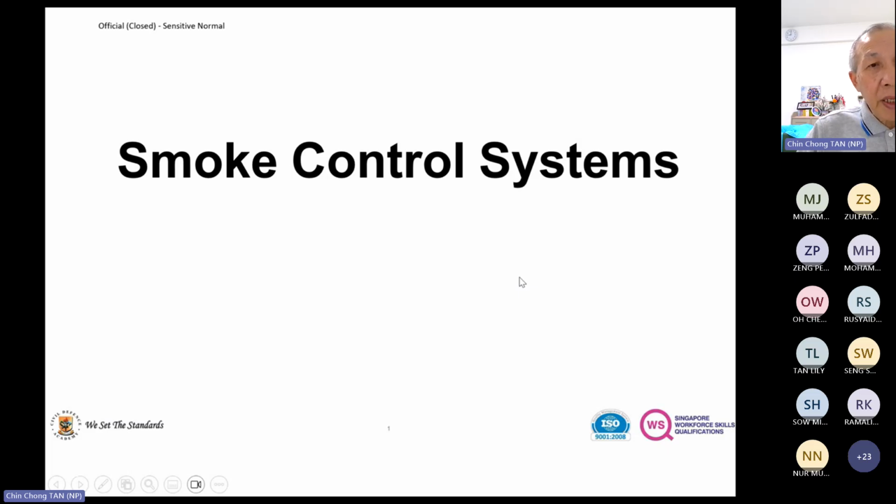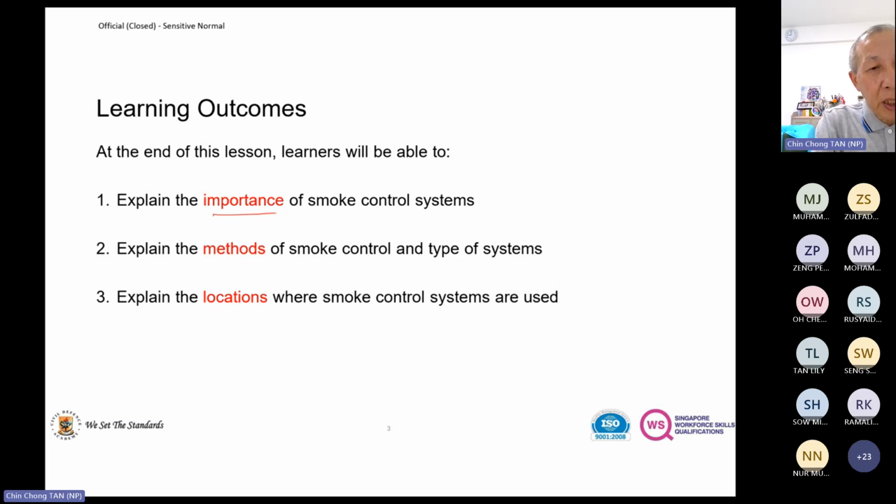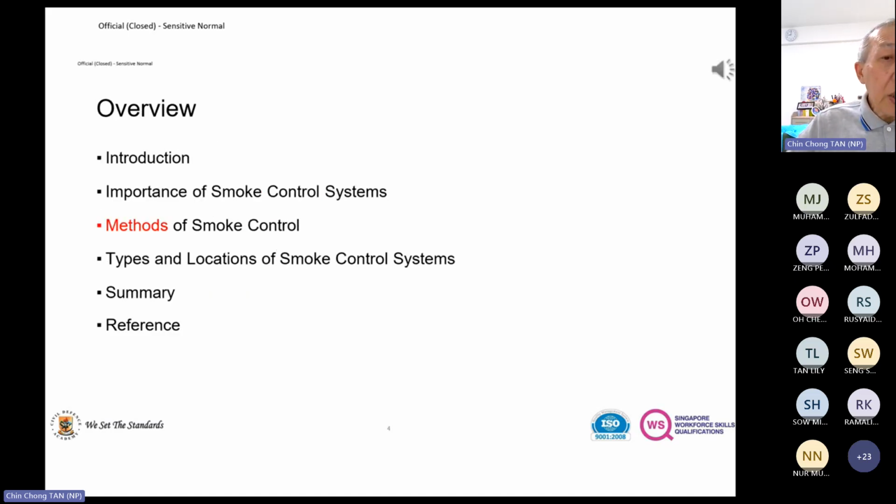So I have turned on the recording already. We will be talking about the importance of smoke control systems, methods of smoke control, where are they used? Where are they used is talking about provision. So same thing: importance, methods, and types and locations of smoke control system.